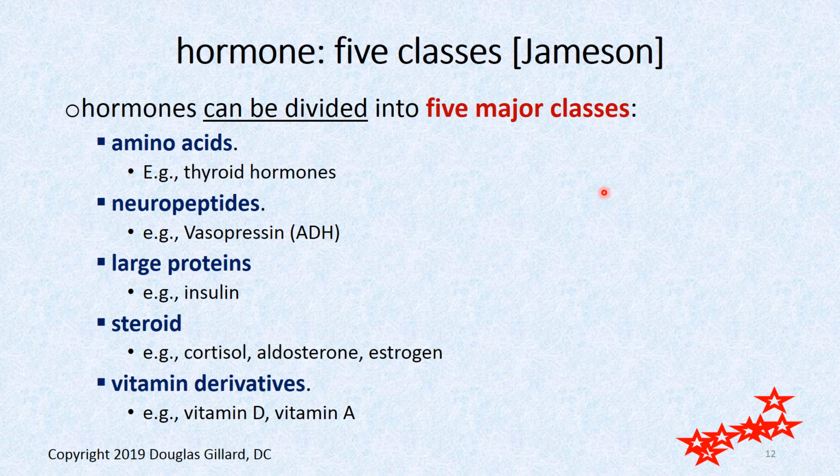All right, so here are the 5 classes of hormones. We have amino acids. Thyroid hormones are classic. We have neuropeptides like vasopressin. We have insulin, our very large proteins. Steroids like cortisol, aldosterone, estrogen. And vitamin D and A are hormones.